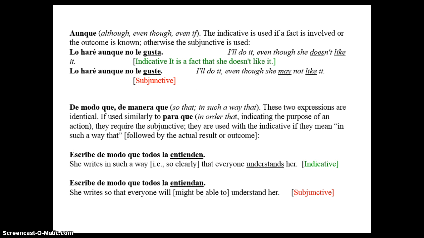Aunque, de modo que, and de manera que are a little bit different. Aunque means although, or even though, or even if. And we're going to use the indicative if we are talking about something that is factual, or if the outcome is known. Otherwise, we're going to use the subjunctive. Same thing with de modo que and de manera que, but this is going to depend more on you as the speaker to determine whether or not the action is going to be factual and we're using the indicative, or not factual using the subjunctive. So, lo haré aunque no le gusta, as opposed to lo haré aunque no le guste. It just depends on what you are trying to express when using aunque. Same thing with de modo que and de manera que.